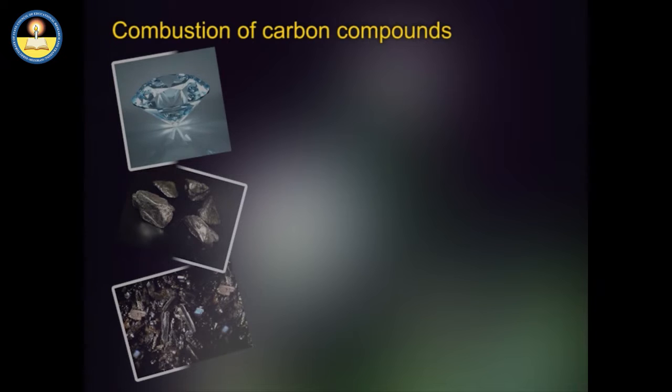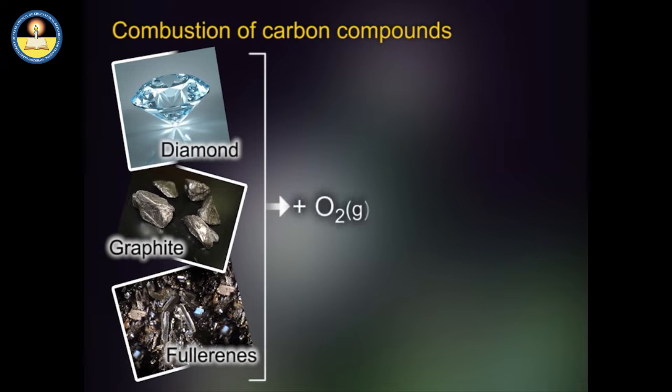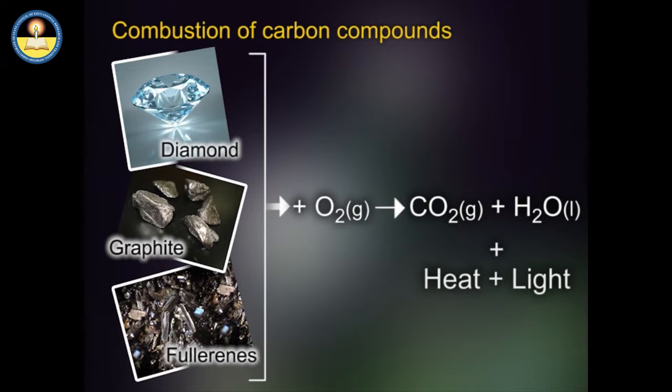Combustion of carbon compounds. Carbon, in all its allotropic modifications, diamond, graphite and fullerenes, burns in oxygen to give carbon dioxide and liberate heat and light energy. Carbon in solid state reacts with oxygen in gaseous state to give carbon dioxide in gaseous state, water in liquid state, heat and light.